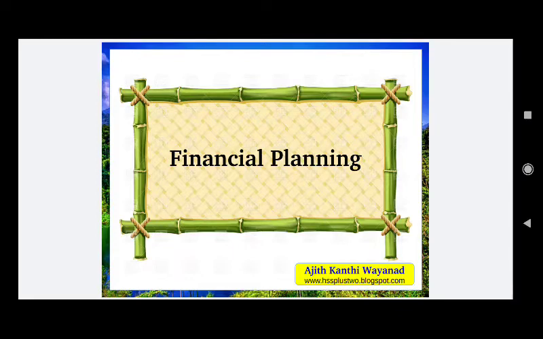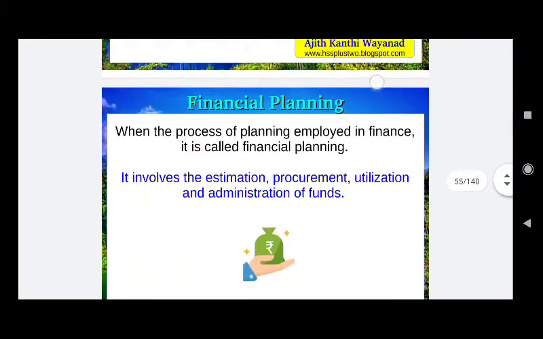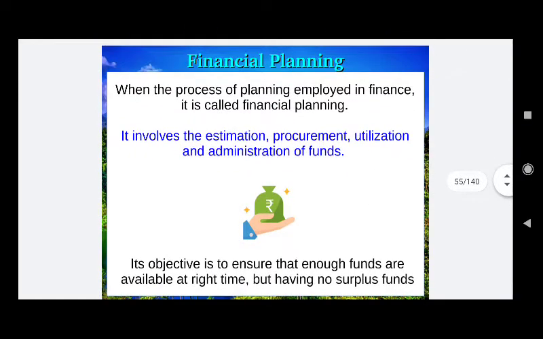In this chapter we shall be seeing financial planning, its meaning, and the several factors which decide financial planning. When the process of planning is employed in finance, it becomes financial planning. It involves estimation of finance, the procurement of finance, and utilization and administration of funds.